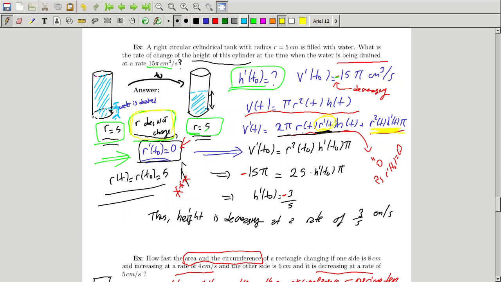So if you go on with the calculation, we have r squared(t0) h' times π, putting V' is minus 15, r is 5, 25, h' times π. So π cancels, 25 and 15 cancel each other, and we have h' is minus 3 over 5. So it means h is decreasing, because at the beginning h was the whole height, but when water is drained, it will be decreasing. So it is decreasing at a rate of 3 over 5.